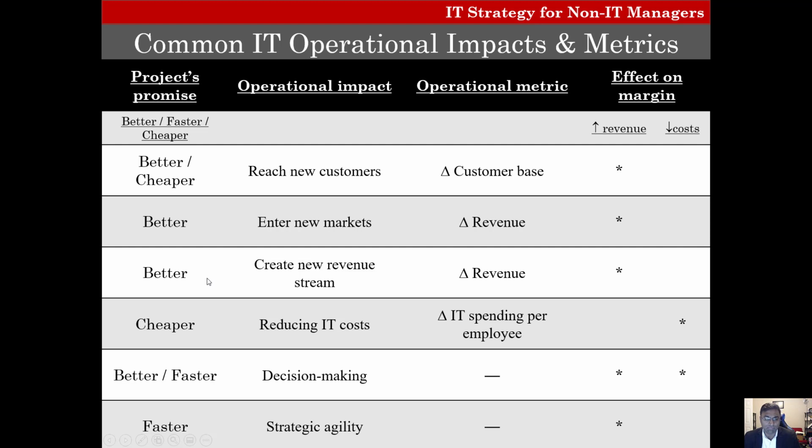Here are some others, the next phase of it. Reaching new customers, increasing your customer base, and as you can see the impact there. Ability to enter new markets using information technology investments increases revenue and then affects the margin. Creating a new revenue stream which never existed before, again increases revenue. Reducing IT costs decreases IT spending per employee and reduces costs. Better, faster decision making will improve revenue and decrease costs. Faster response time and strategic agility increase revenue.